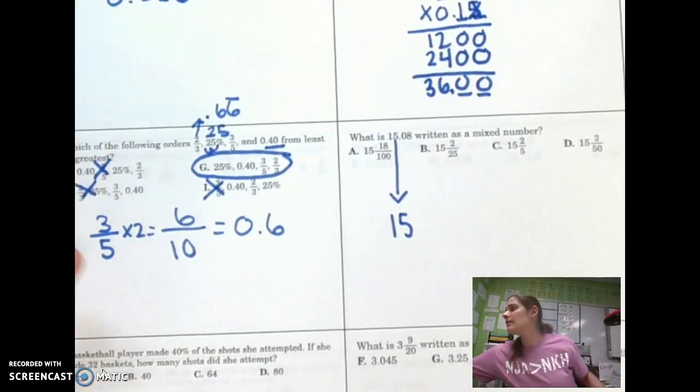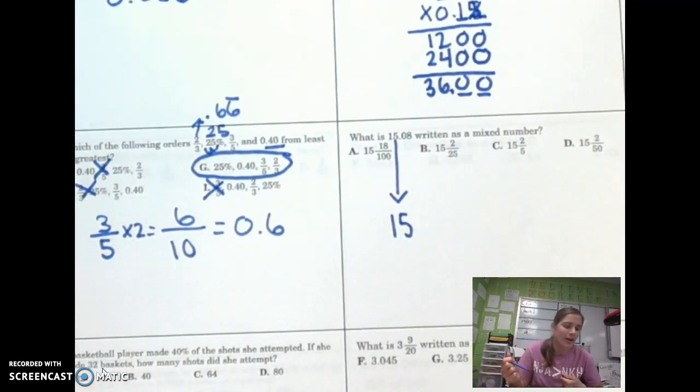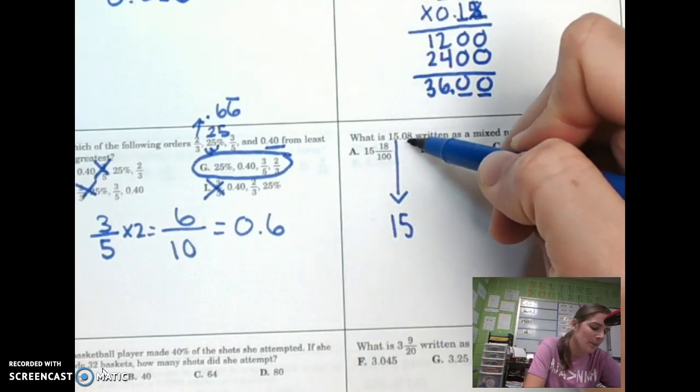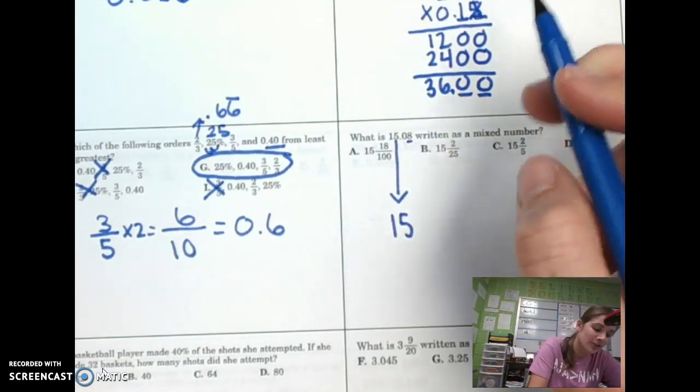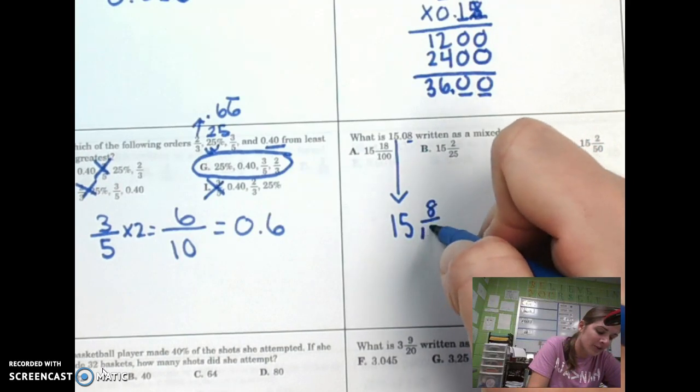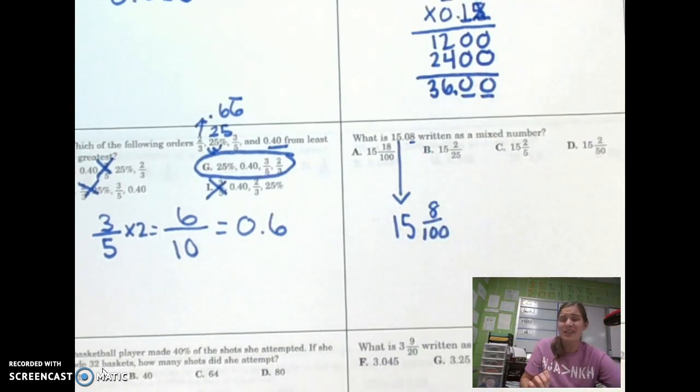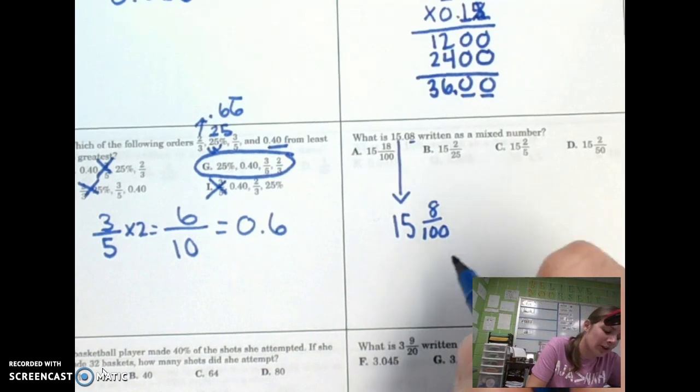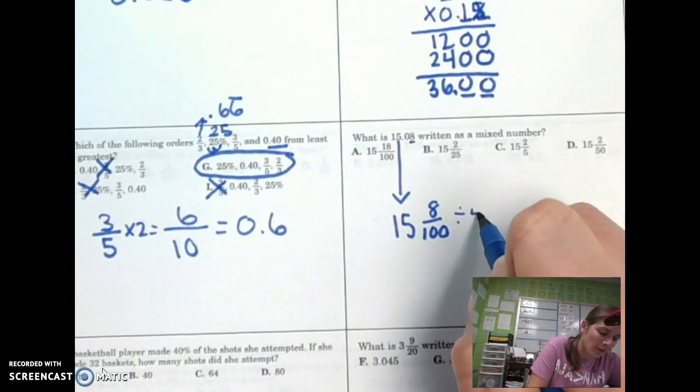Then we have 8. Okay, so we bring 15 down, and then we're going to look at the place value that 8's in. The 8 is in the hundreds, so we're going to write 8 over 100. And now we can't keep it like that because we can simplify. So we're going to figure out a number we can simplify by, and that is 4.